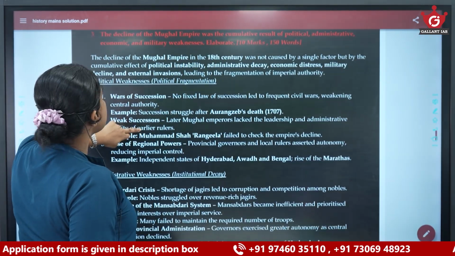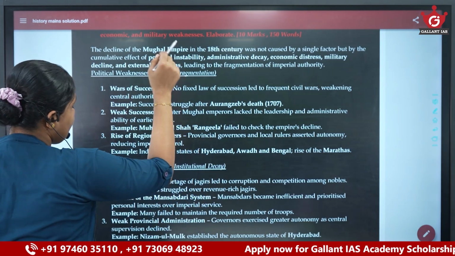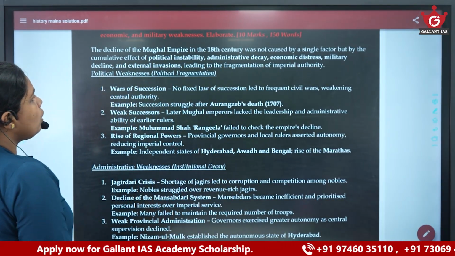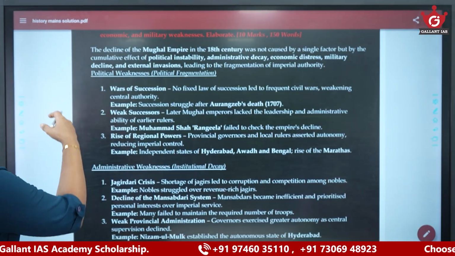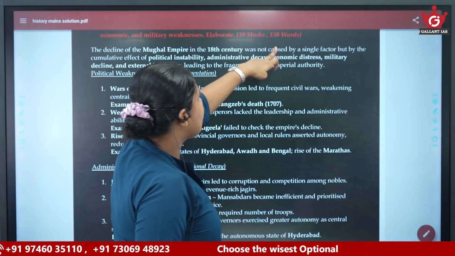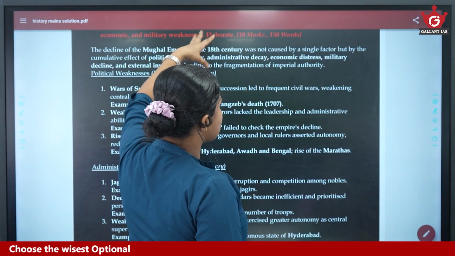Obviously, you can give an introduction on the decline of the Mughal Empire. It's very good if you mention the time period. In the 18th century, it was not caused by a single factor, but by the cumulative effect of political instability, administrative decay, economic distress and military decline. Whatever good conclusion suits you, you can give.